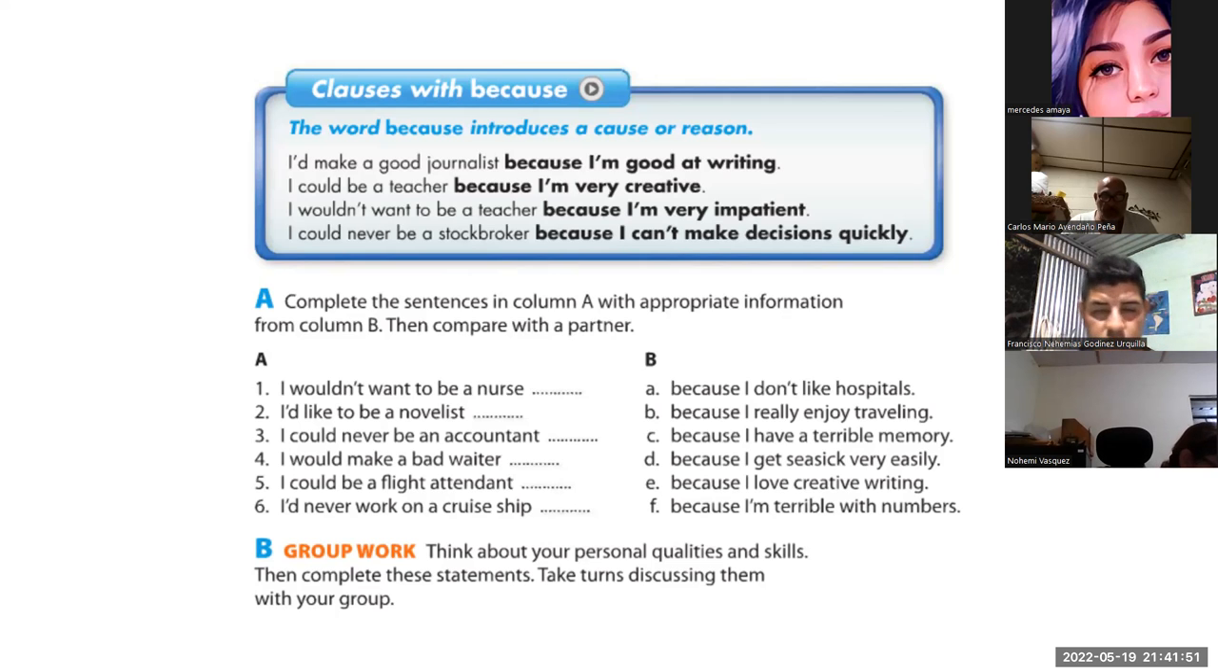For example, this one says, I wouldn't want to be a nurse. Which letter would complete the number one? Because I don't like hospitals. So number one, letter A, I wouldn't want to be a nurse because I don't like hospitals. So that's what you're going to do. I'm going to give you some minutes for you to complete this one.